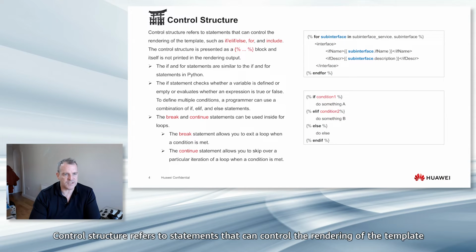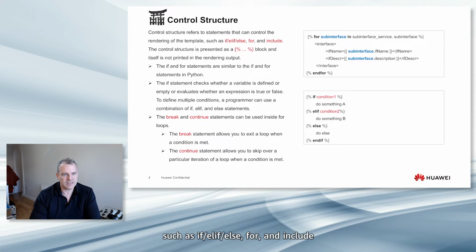Control structure refers to statements that can control the rendering of the template, such as if, else, for, and include. The control structure is presented as a percent block and itself is not printed in the rendering output. The if and for statements are similar to the if and for statements in Python. The if statement checks whether a variable is defined or empty, or evaluates whether an expression is true or false. To define multiple conditions, a programmer can use a combination of if, else if, and else statements.